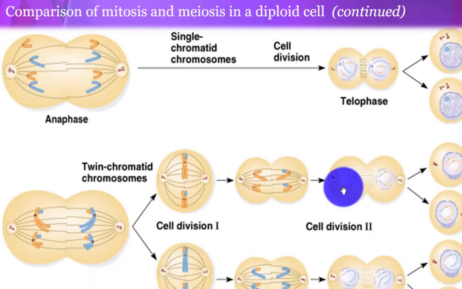Comparison: here in mitosis we get 2 cells, and here in meiosis we get 4 cells, the ova or the sperm. Twin chromatid chromosomes and the cell divides. In metaphase, anaphase, telophase, we get 4 cells in meiosis. Here in mitosis we get 2 cells.